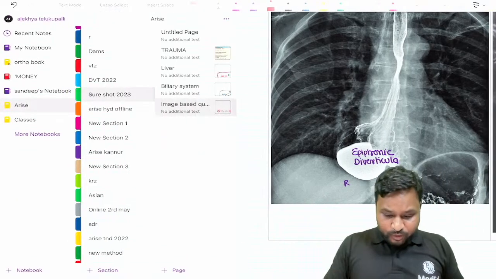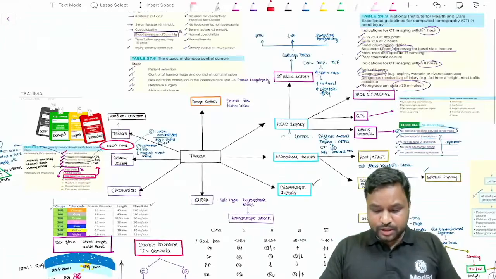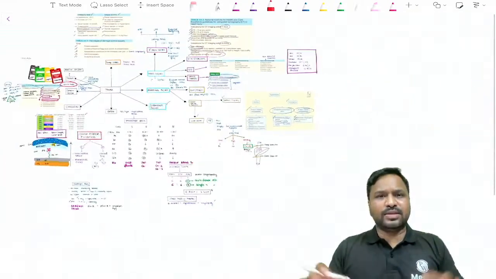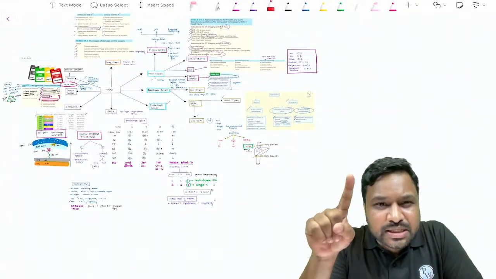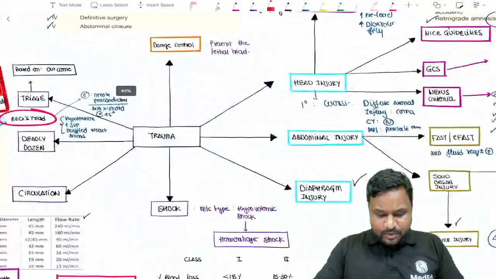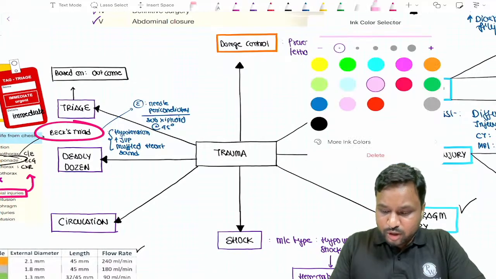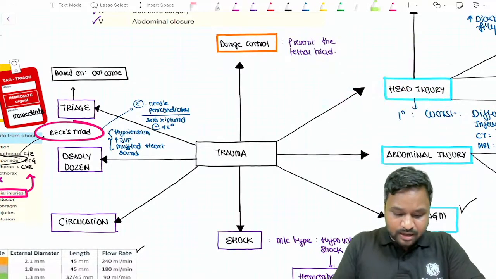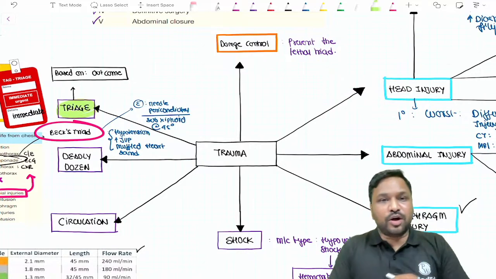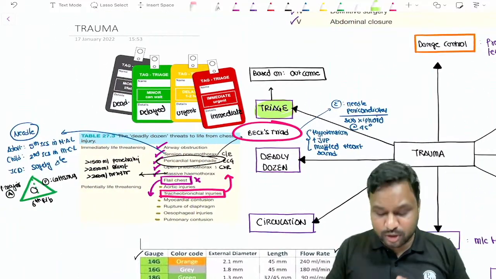Now, before we move down, I would like to take up a very important topic, that is trauma. When you look at this, this one single slide consists of everything that you need to know on trauma, right? I'll just make it very simple. Trauma can be divided into the following components that I've been discussing. Number one, it is the triage. We all know the criteria for triage. We know the color coding for triage. That is important to remember.